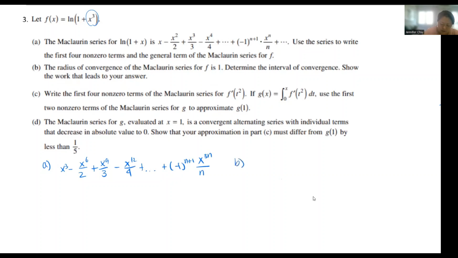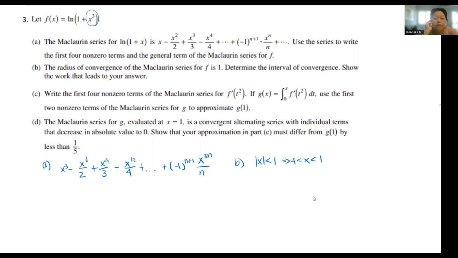Okay. Part B says the radius of convergence of the Maclaurin series is 1. Determine the interval of convergence. Show the work that leads to your answer. So it already told you that the radius of convergence is 1. That means the absolute value of x is less than 1, right? We know that already. So that means that x is between 1 and negative 1. So our job here is to actually look at those endpoints and see if they converge or diverge.